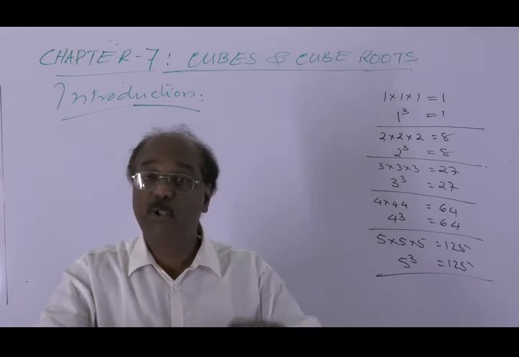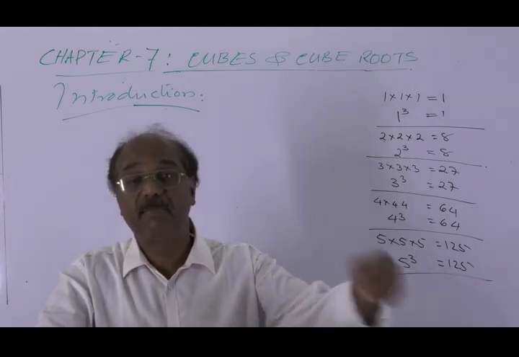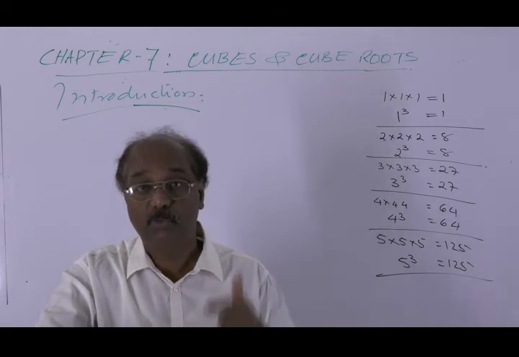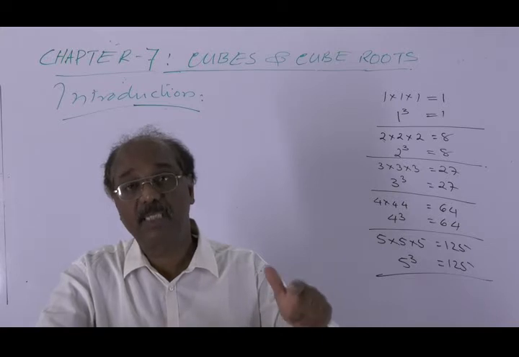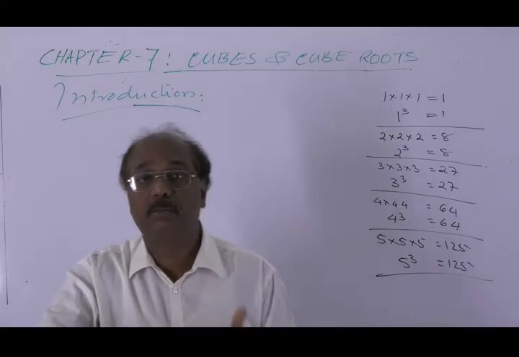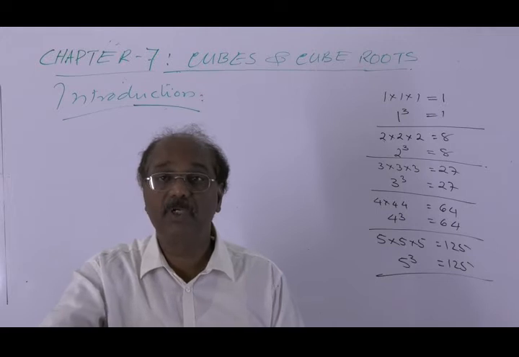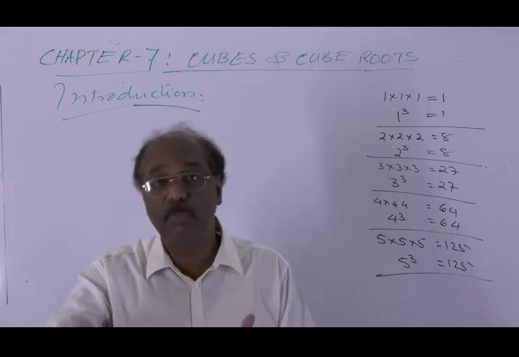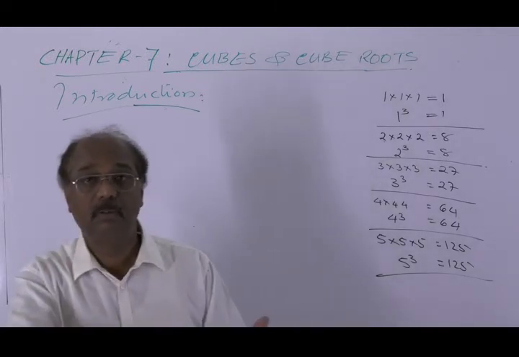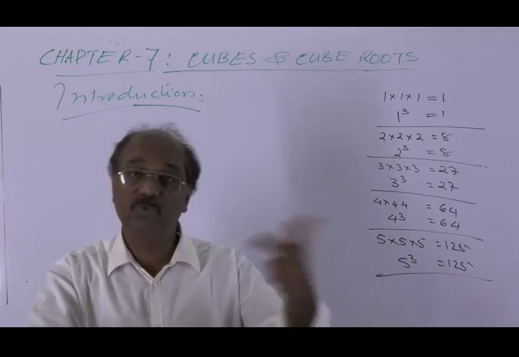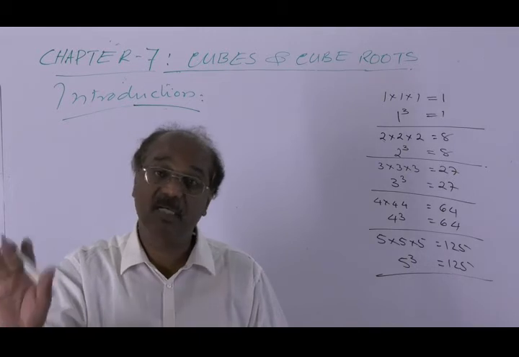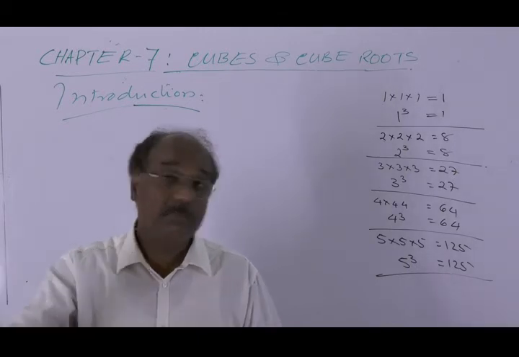We can have the cubes of decimal numbers also. Cube of a decimal number: when the decimal number is multiplied by itself 3 times, you will get its cube. We can have 1.1 multiplied 3 times, that is 1.1 cube, 3.8 cube, or 10.25 cube. In that fashion, we can have the cubes of these decimal numbers also, of course.